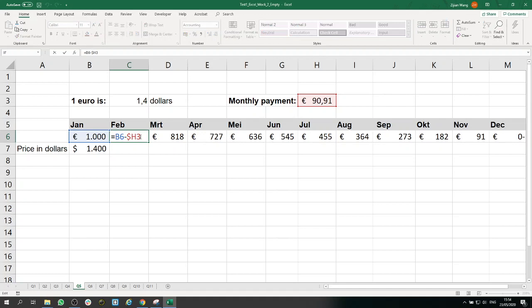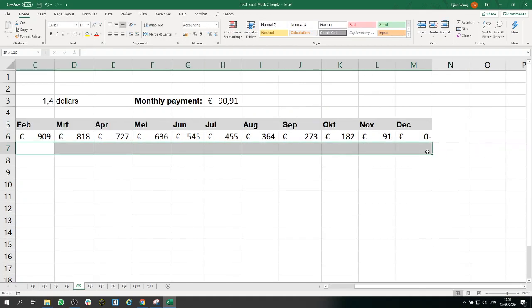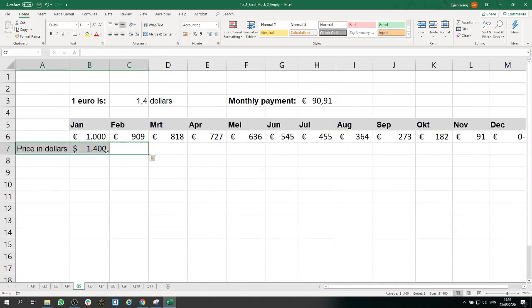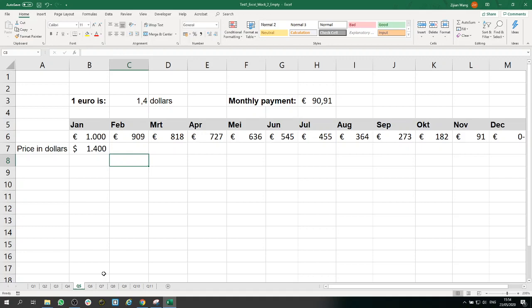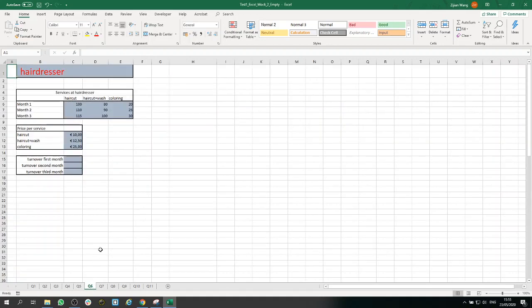So the question asks you the formula of C6. This is the formula of C6, and you also see an extra row here which is filled in the screenshot, but since it's not asked for by the exam, we can just ignore this line. Alright, let's move on to question 6.